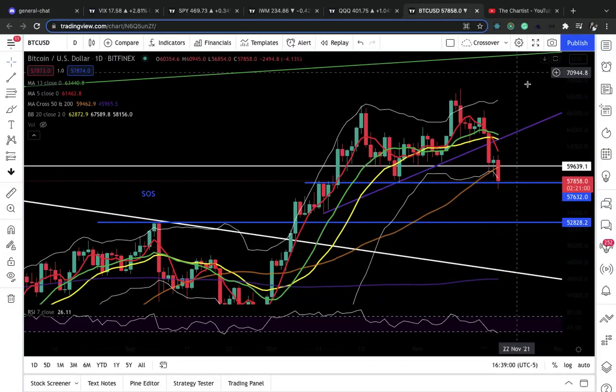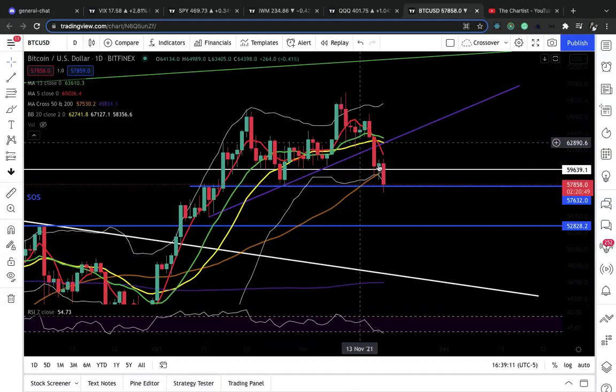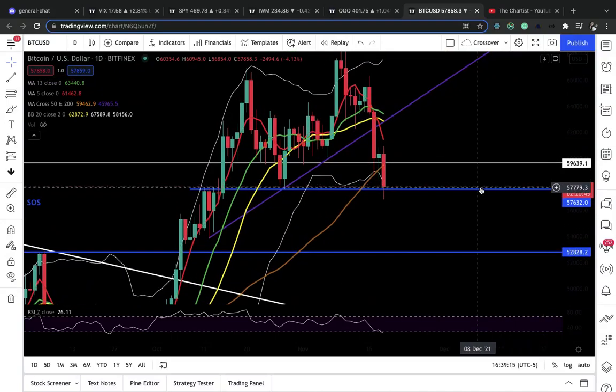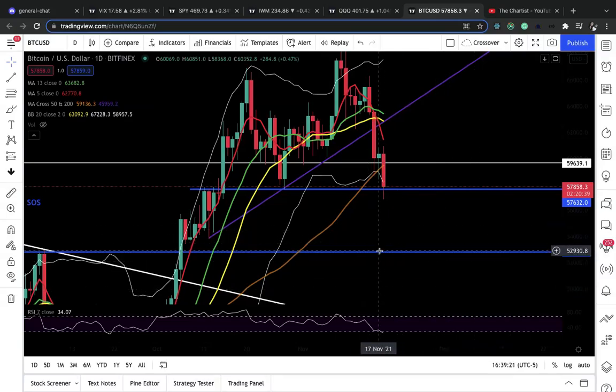Moving on to Bitcoin. Bitcoin came down and tested this critical support level right here. It was a previous high. We had a retest here, which was successful. That's when it went up, and we tested it again right now. The level is at 57.6K. Below that, it could come all the way down to 52.8K. Could be a good buying opportunity down here.